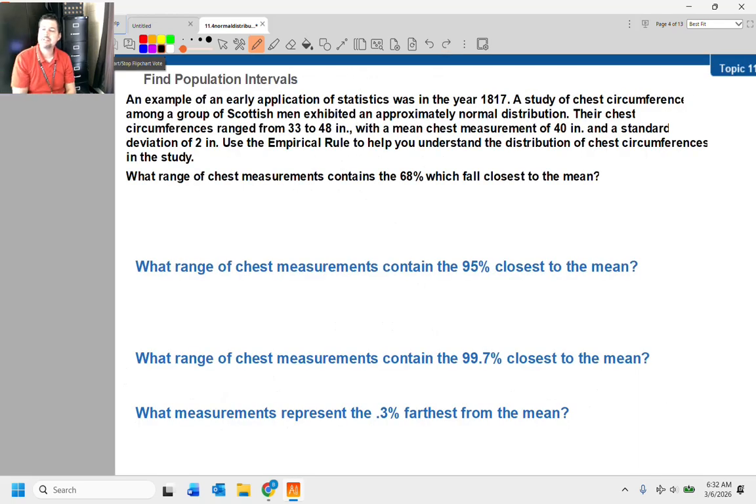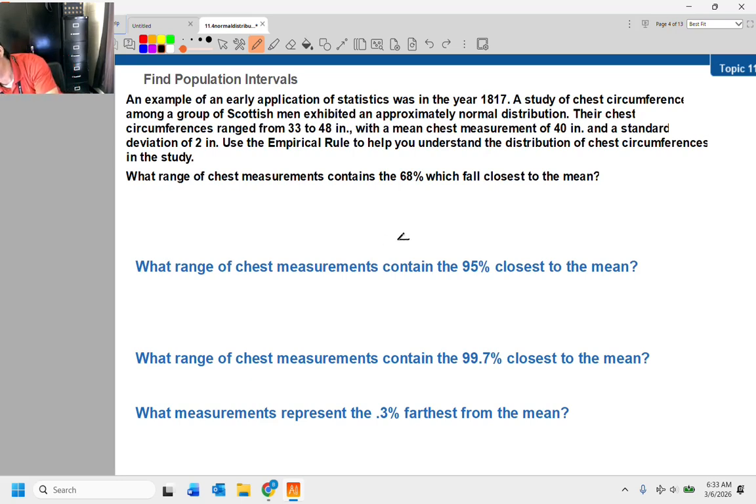An example of an early application of statistics was in the year 1817, and it's a weird one too. A study of chest circumferences among a large group of Scottish men exhibited approximately normal distribution. Their chest circumferences ranged from 33 to 48 inches with a mean chest measurement of 40 inches and a standard deviation of 2 inches. Use the empirical rule to help you understand the distribution of chest circumferences in the study. What range of chest measurement contains the 68% which falls closest to the mean?